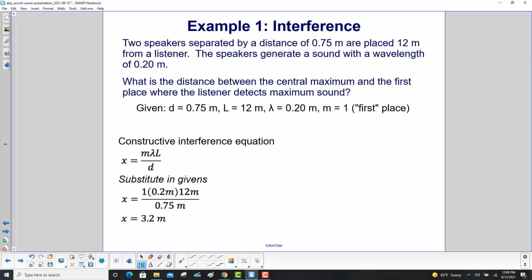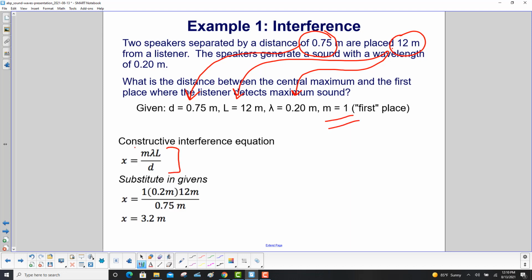We need to assign variables to our givens. So if they're separated by a distance of 0.75 meters, that's what little d is. 12 meters from the listener, that's what L is. And then here's your wavelength, 0.20 meters. And they want the first place where you detect maximum sound from the central maximum, right? The central maximum is along that center line. That's not terribly interesting. But the first place, m will equal 1.